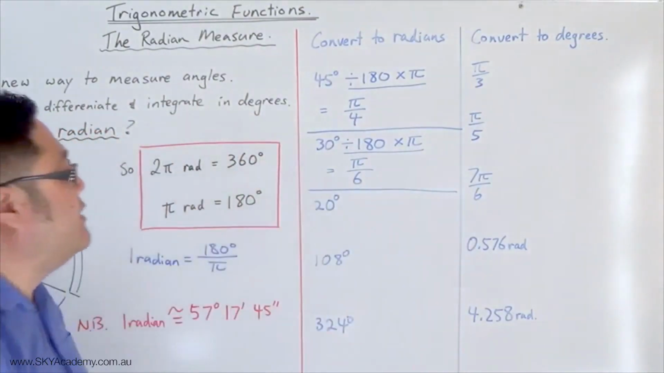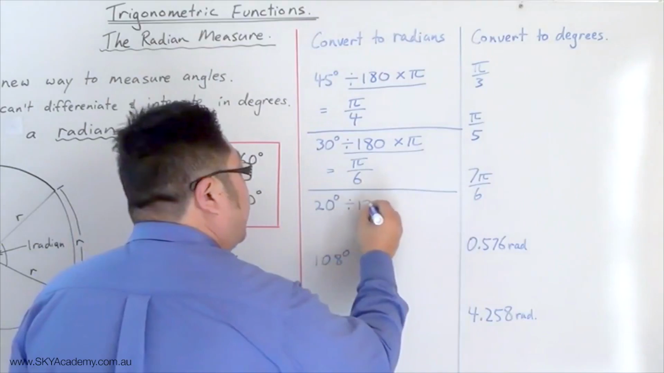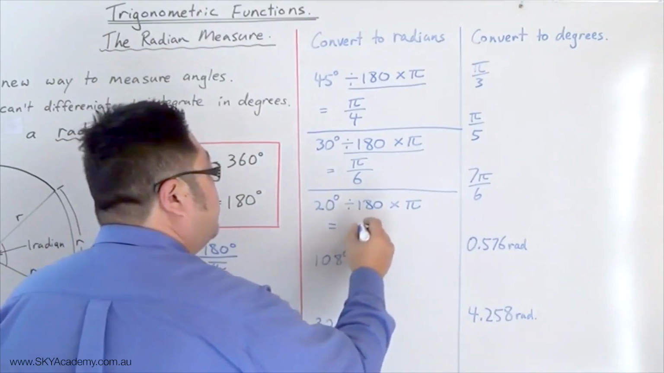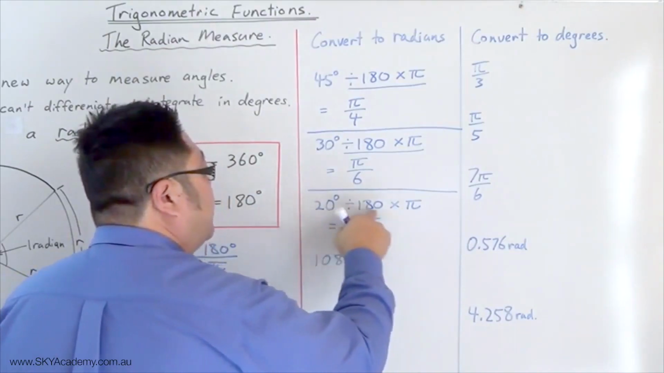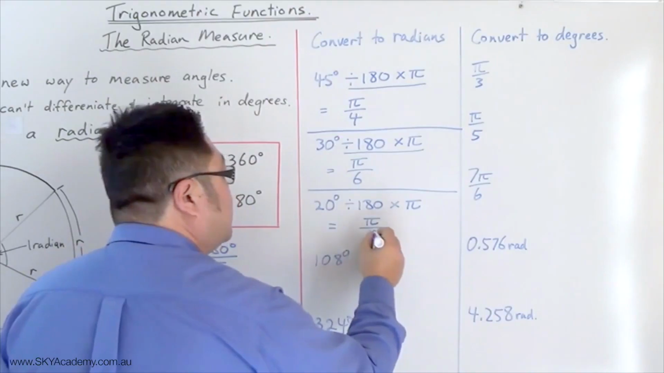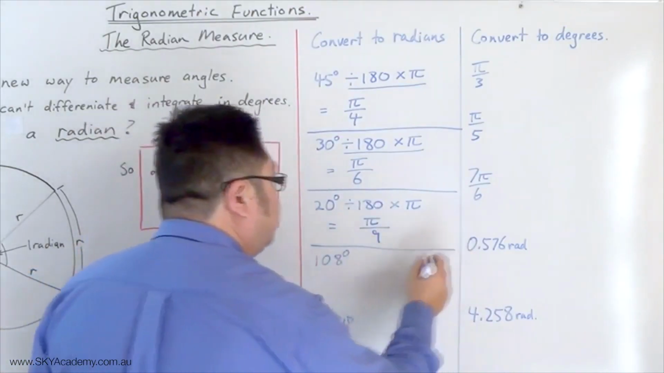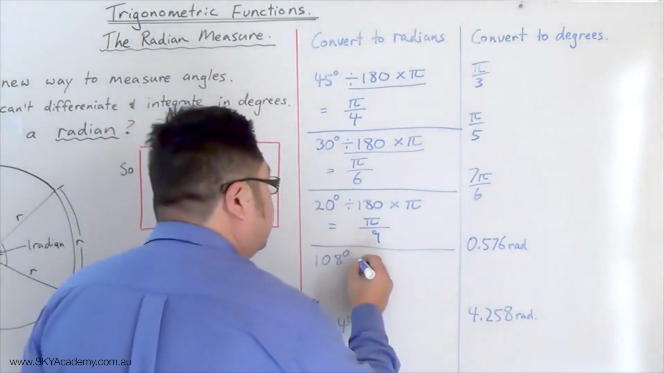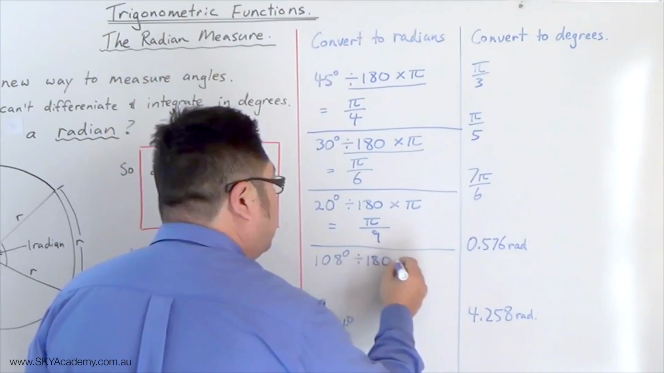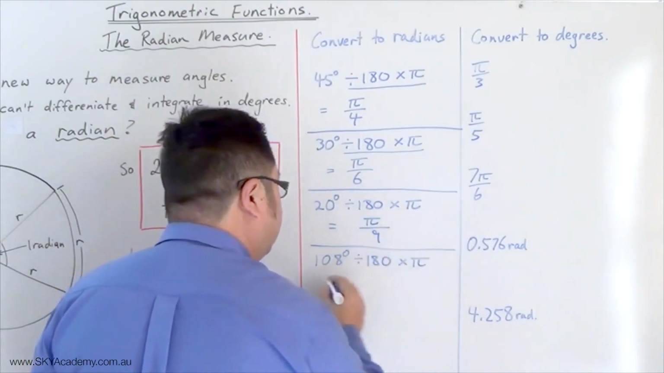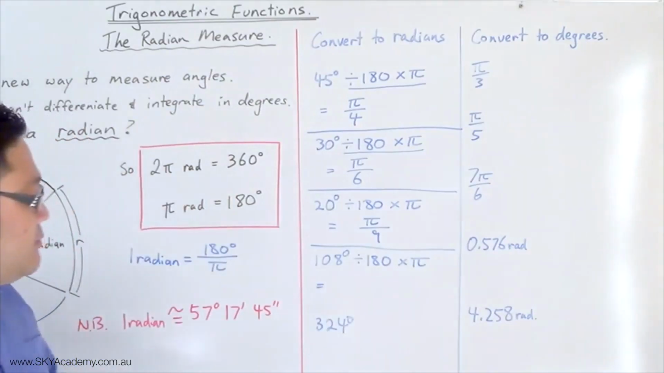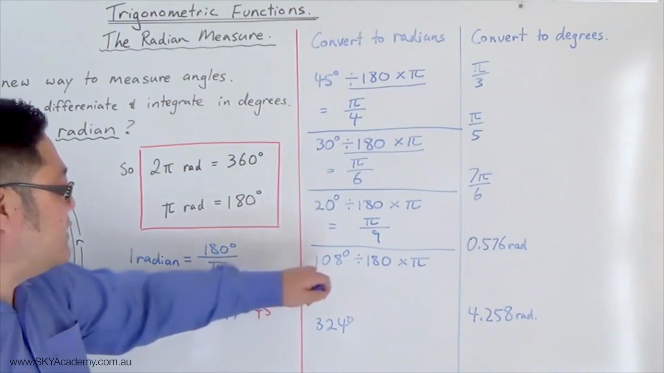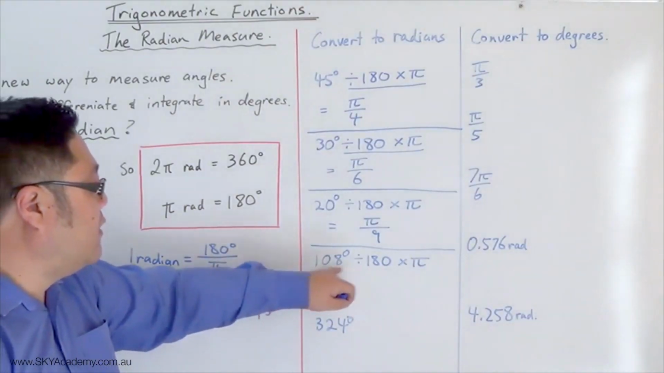Next one, 20 degrees. You divide by 180 times by pi, and your answer should be pi on 9, because 20 over 180 is 1/9. 108 degrees, you divide by 180 times by pi. Now this one's probably not going to be as easy for me to work out. Let's see. So that's 12 on 15.